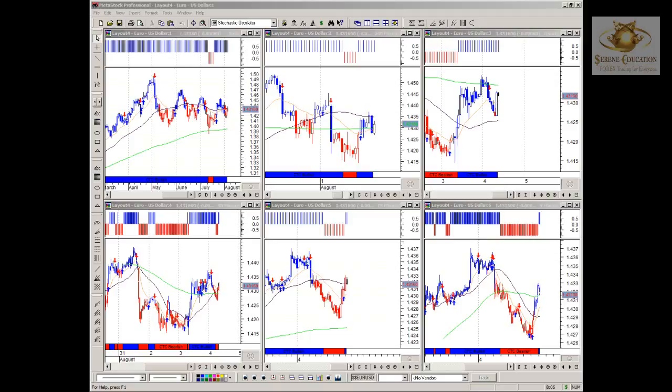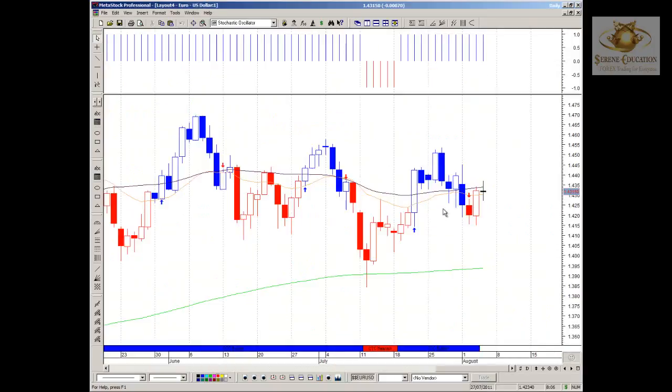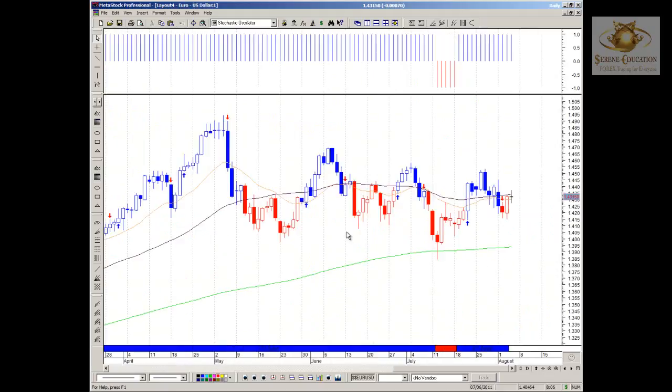Hi guys, just a quick recap on the 4 majors this morning, starting with Euro against US dollar on our CTC strategy template. Using it on Metastock Pro, preferred trading platform. All our strategies are programmed for this particular platform.